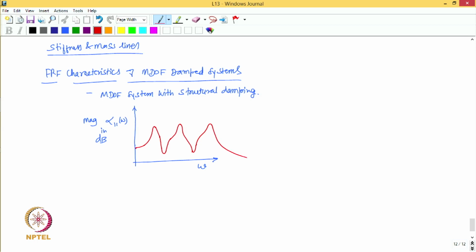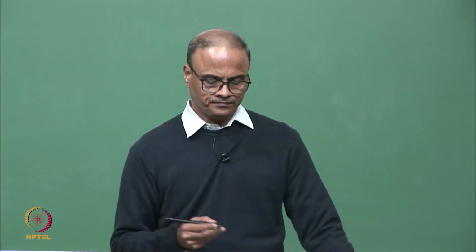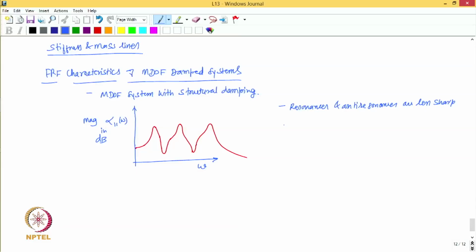So what we see is that the resonances and anti-resonances are now less sharp, as compared to the undamped multi degree of freedom system FRF, and that is because there is presence of damping, which makes the response reduce at resonances and increase a bit at the anti-resonances.